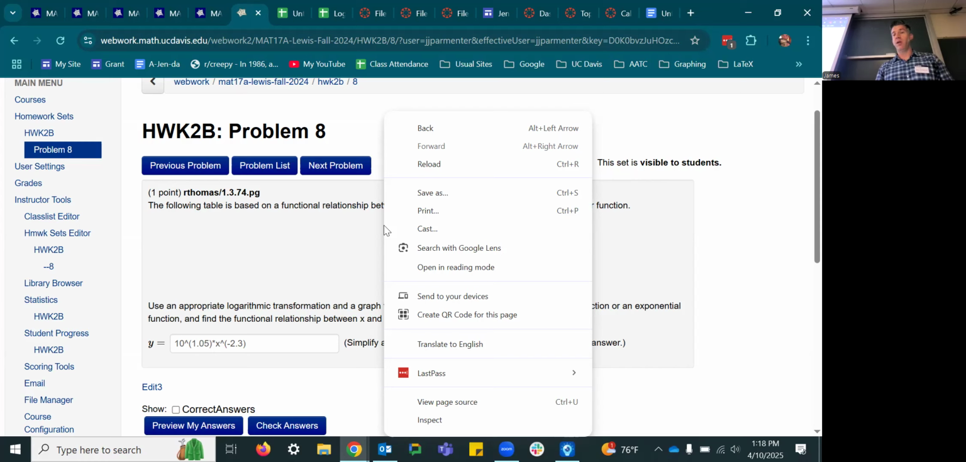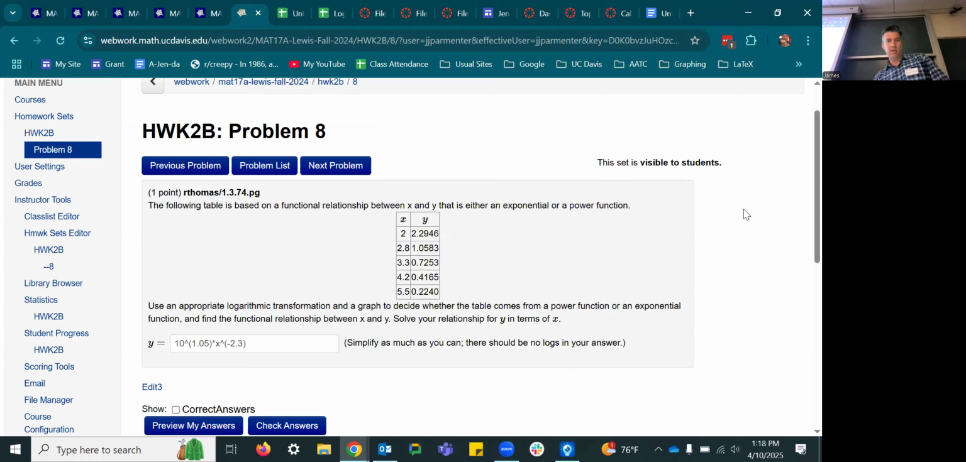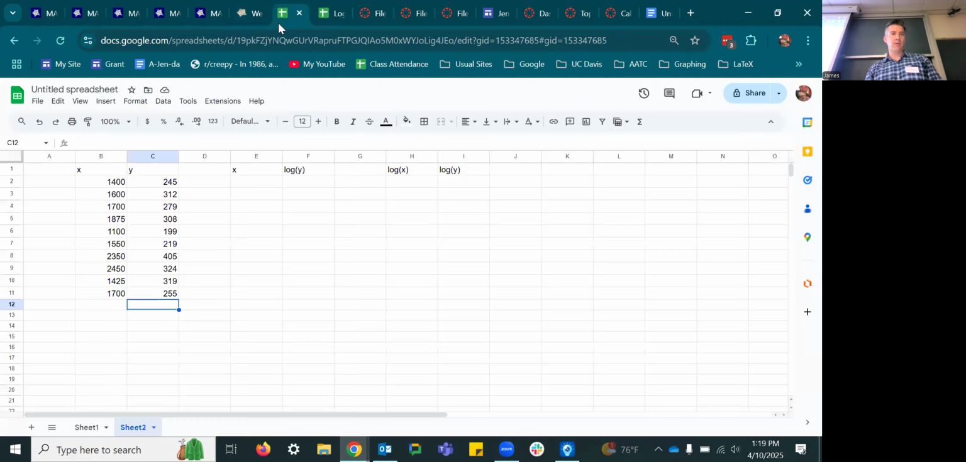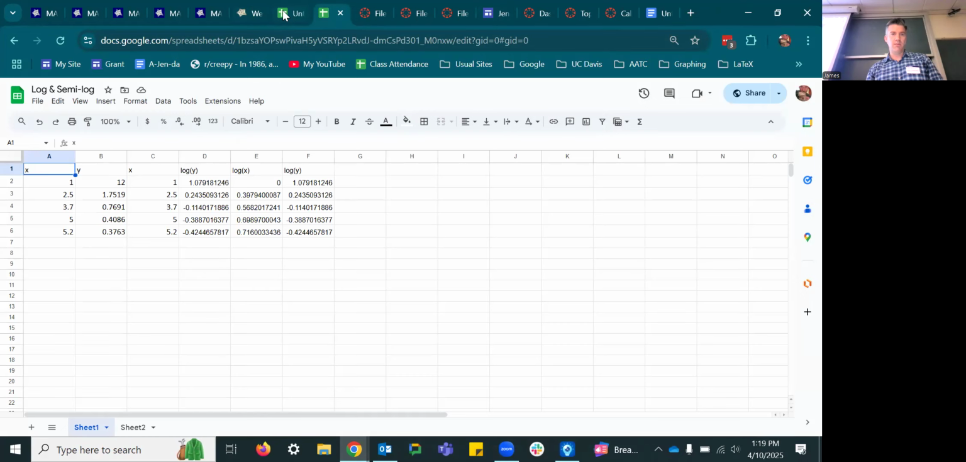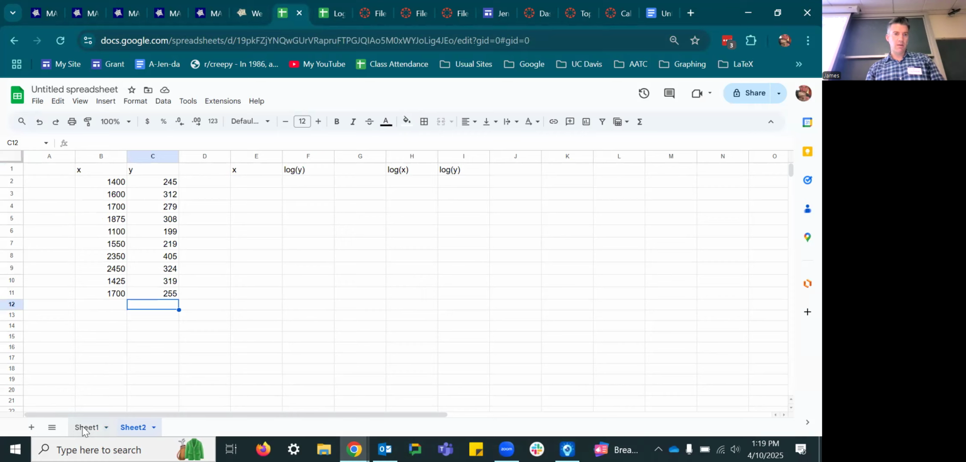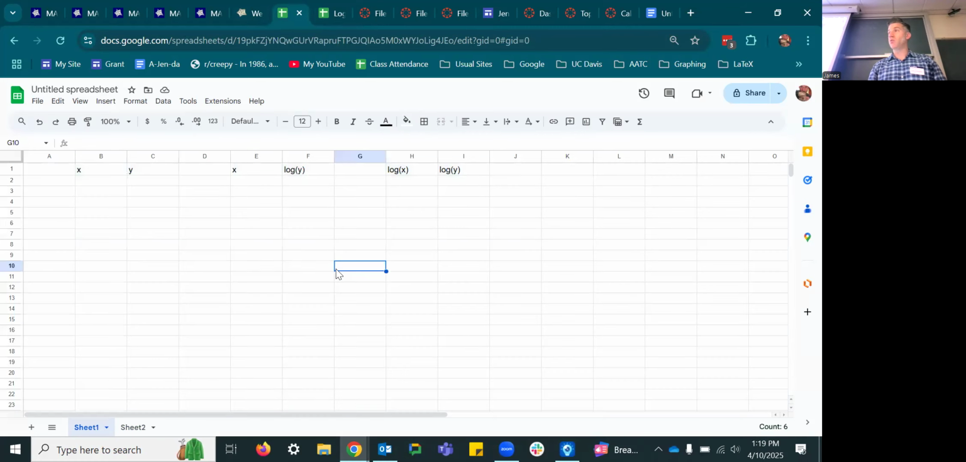So here's how I would recommend doing it. We're going to take this data, copy it, and then paste it into two columns, which I have conveniently labeled X and Y.